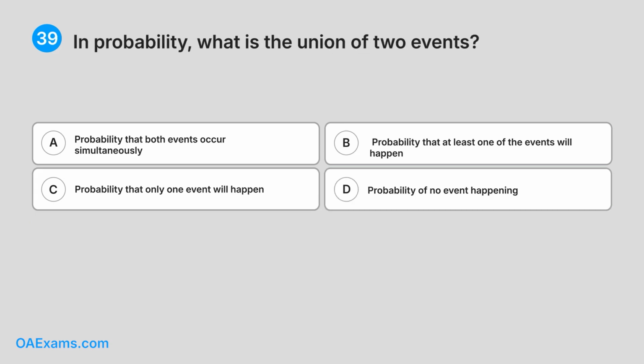39. In probability, what is the union of two events? A. Probability that both events occur simultaneously. B. Probability that at least one of the events will happen. C. Probability that only one event will happen. D. Probability of no event happening. Can you guess the answer?